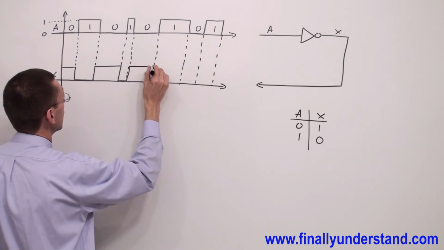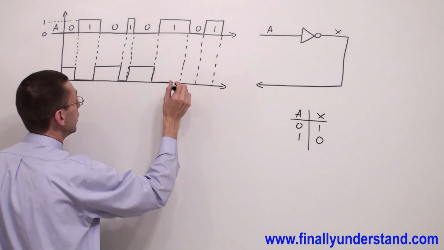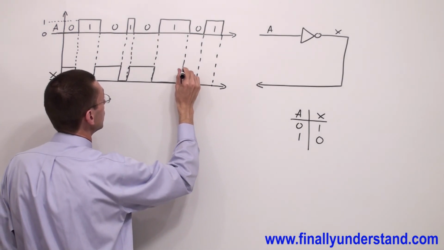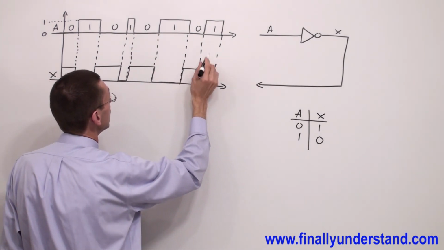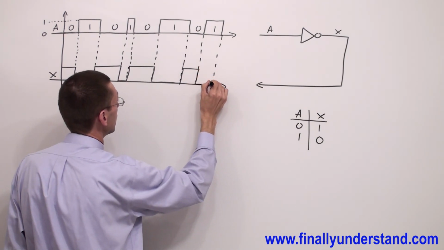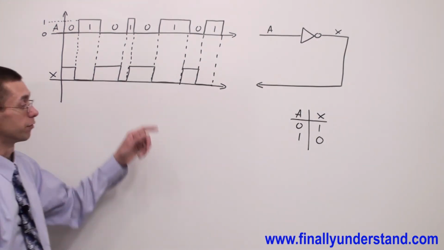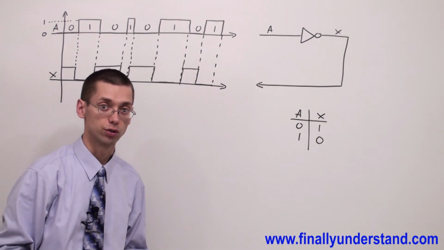And this is going to be 1. 1 is going to be 0. 0 is going to be 1. And 1 is going to be converted to 0. And this is my output waveform, which is basically the solution to my problem.